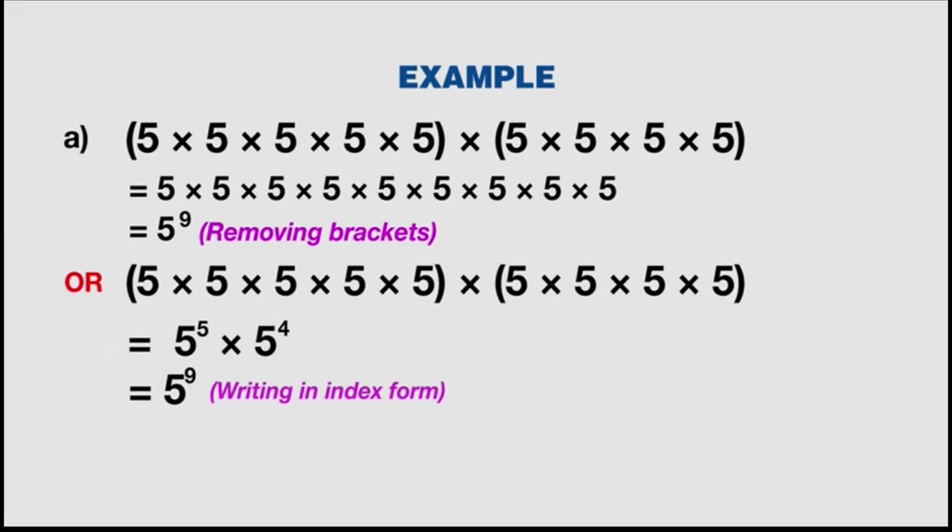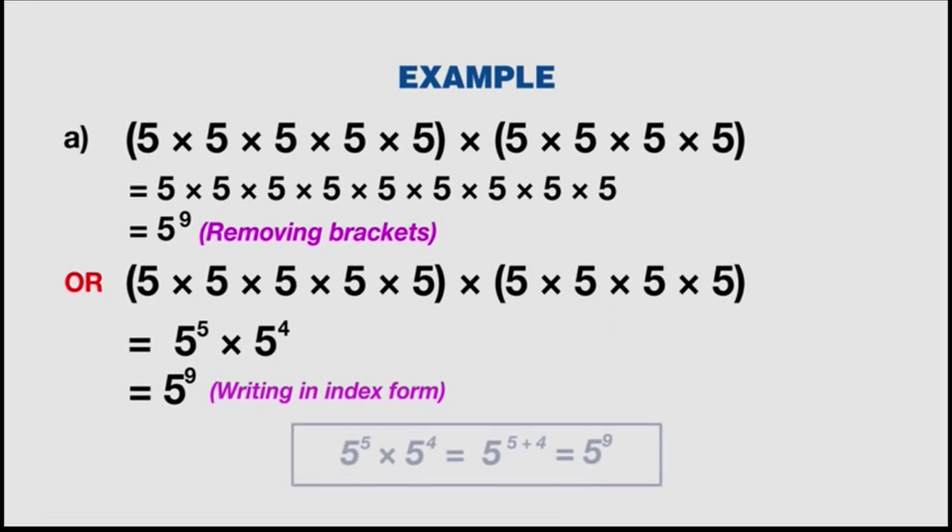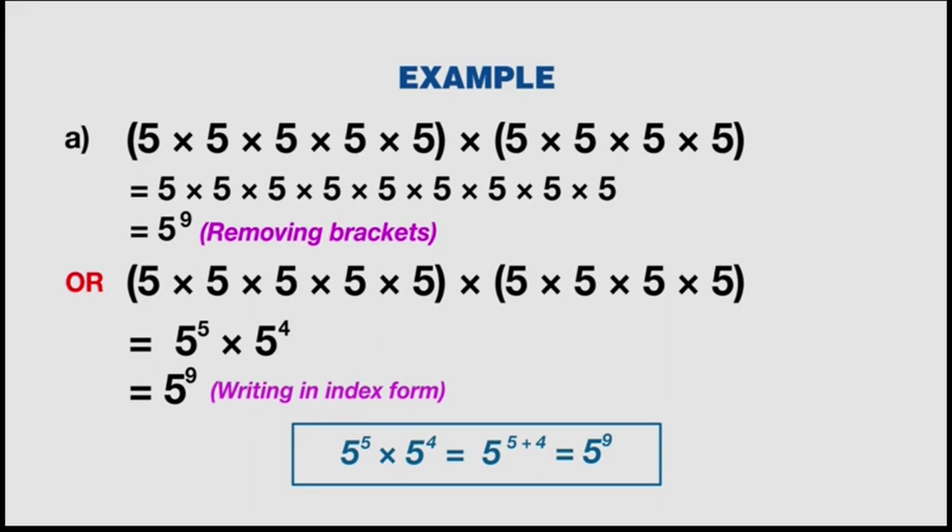Now by this, we are saying that if you have to multiply 5 raised to the power 5 by 5 raised to the power 4, you can just take the base, which is common to the two numbers, write it down, and add your two exponents. So you have 5 raised to the power 5 plus 4, and your answer is 5 raised to the power 9, which is a much shorter way of working this question.